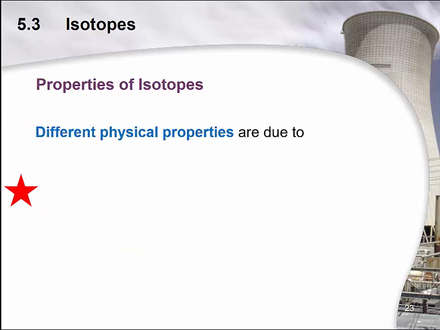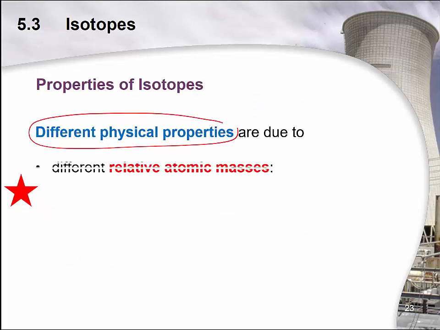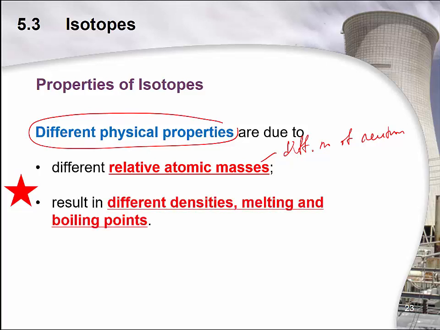And they have different physical properties. Why? Because they have different relative atomic mass. The different atomic mass is due to the different number of neutrons. Okay? The number of neutrons being different means the mass is different, and the mass being different, you realize that they end up having different densities, different melting and boiling points.